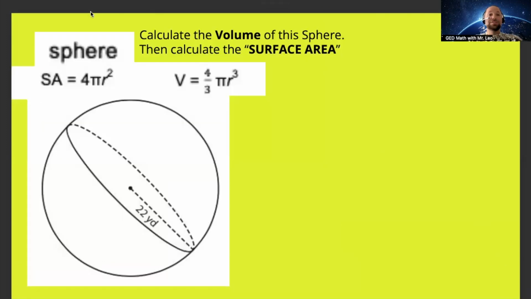All right, so let's practice this right here. Here is a sphere. I'd like you to pause the video right now. Can you work out both of these things, the volume and the surface area?